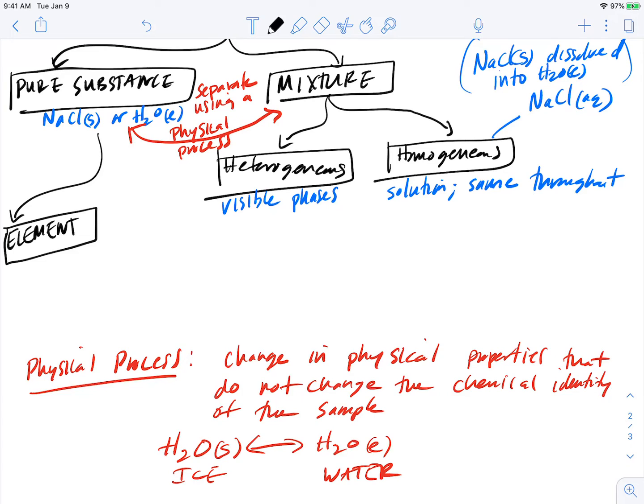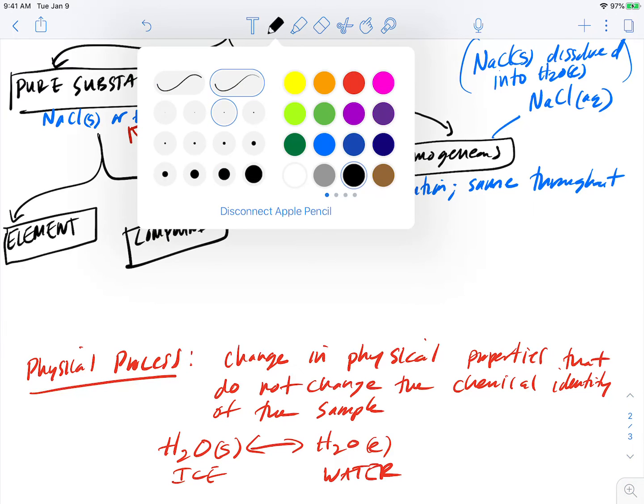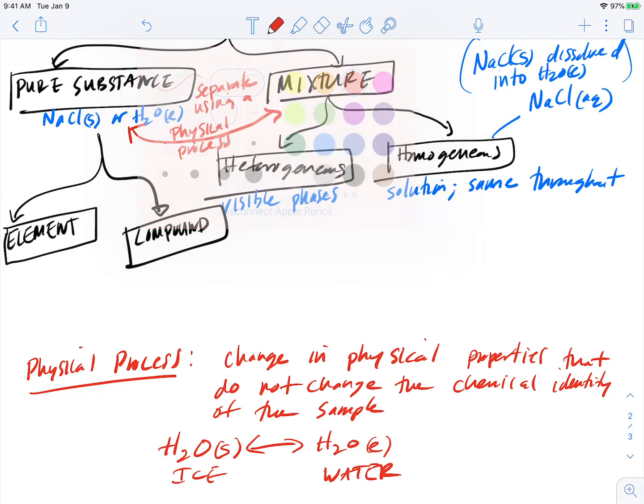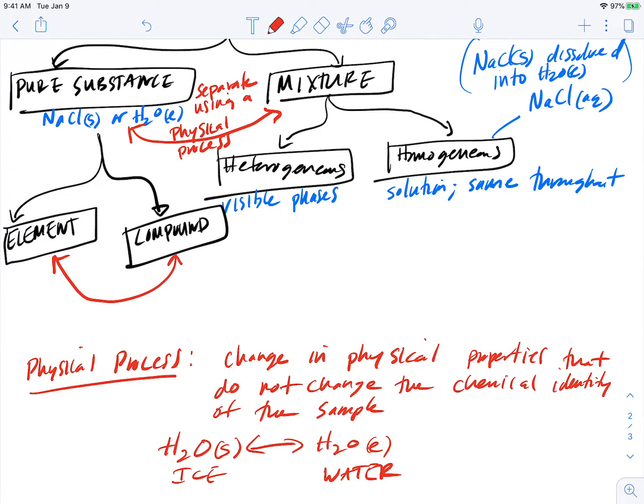So if we have more than one element together, we can make a compound. Okay, so if we combine more than one element, just like if we combine one or more pure substances, we're going to make a compound. And so the difference here, we'll do this in red, is that we can take a compound and separate it out into its elements only using a chemical process. So we can say separated, I'll put a D up here, separated.